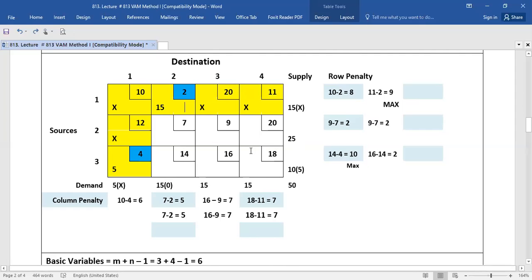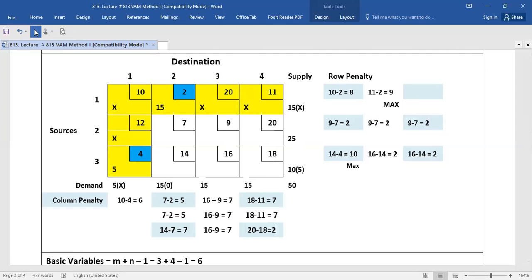Now, in the similar way, you will find the row penalties and column penalties. I have completed 9 minus 7 and 16 minus 14. These two are the smaller costs in this row. So 2 is the difference. Here you find the difference 14 minus 7, 16 minus 9, and 20 minus 18. Here the differences are 2, 7, 7.